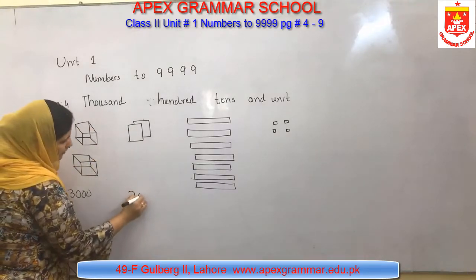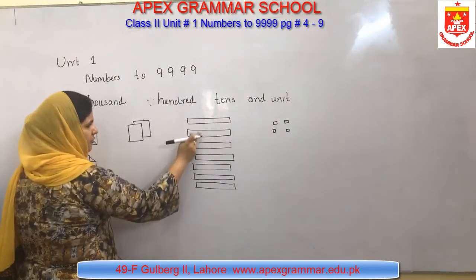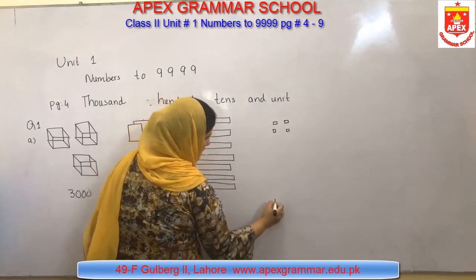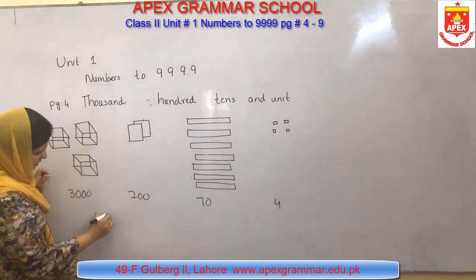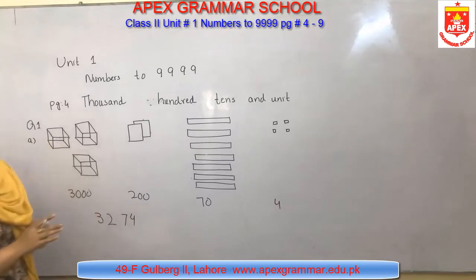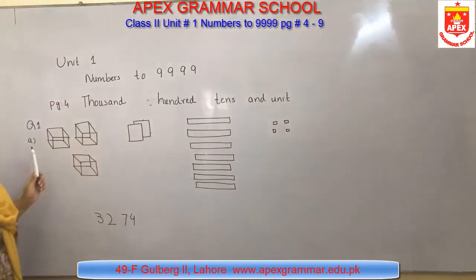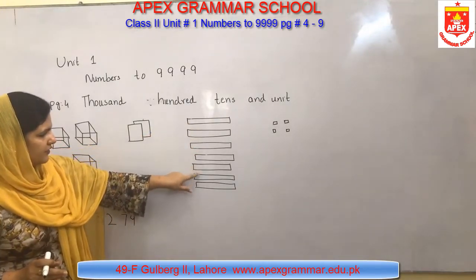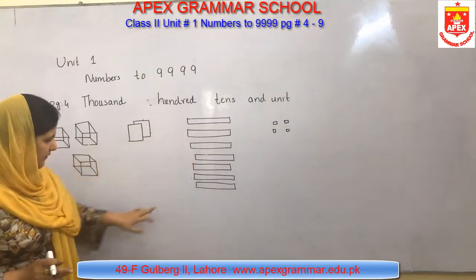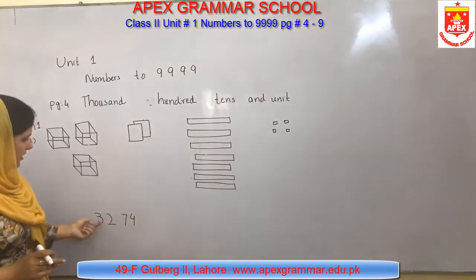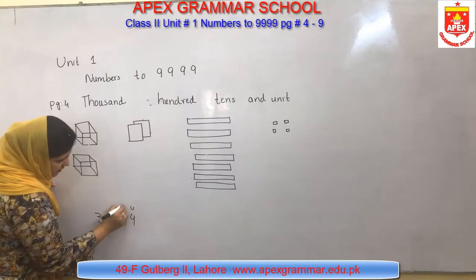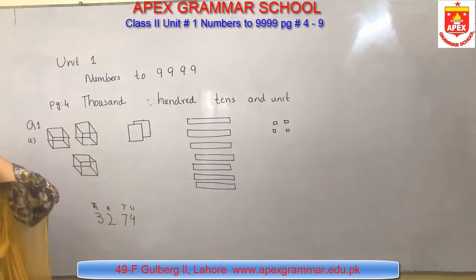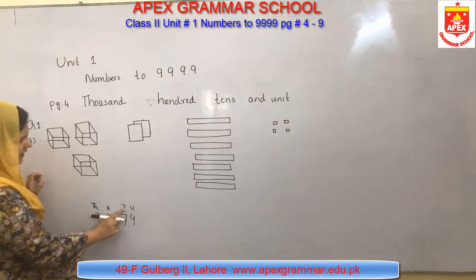It means 3000, because a cube represents 1000 and a sheet represents 100. How many sheets? 2, so 200. Strips represent 10: 10, 20, 30, 40, 50, 60, 70. This is 70, and one box is equal to 1, so 1, 2, 3, 4. It means the number is 3274. This is the concept of thousand, hundred, tens and unit.